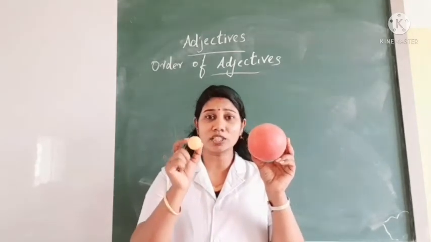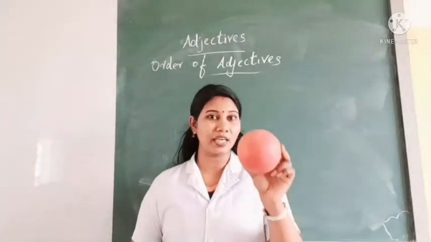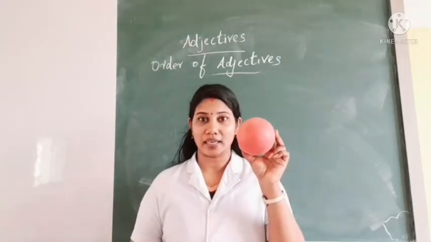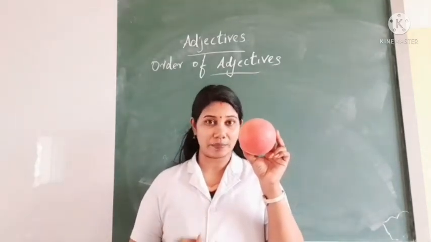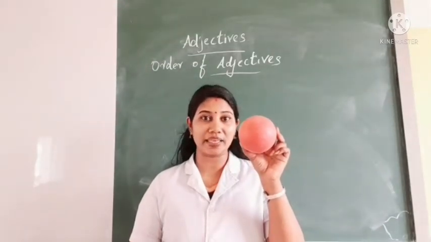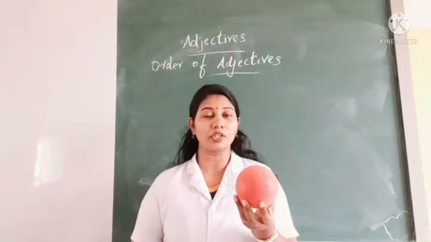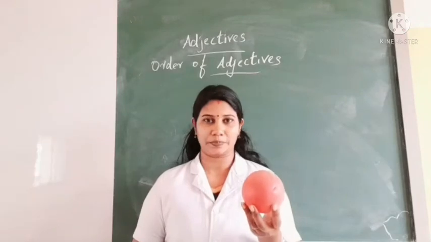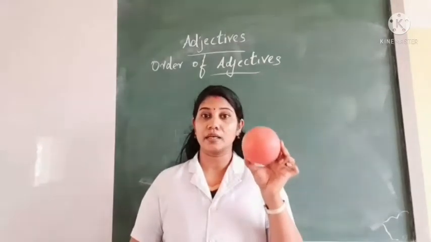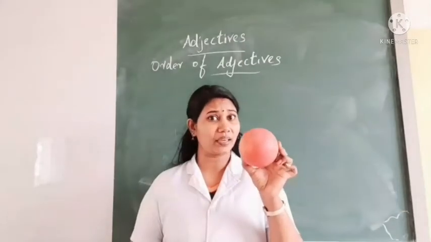And when comparing to this ball, this is big. So we can use the adjective big to describe this ball. We can use the color red, then material plastic and the size big. That means red, big and plastic to describe this ball. How can we use these adjectives together? Can we say this is a red, big plastic ball or this is a plastic, big red ball?